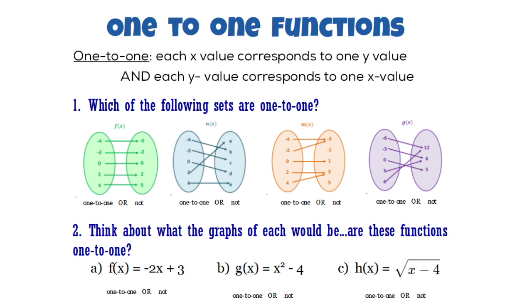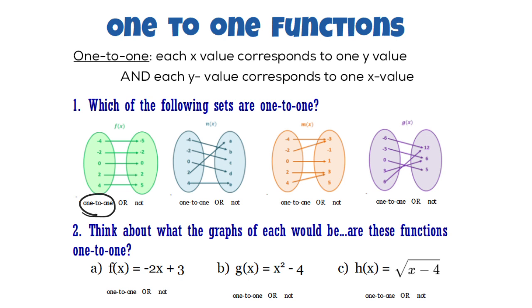So looking at these, we just kind of go back and do this mapping thing. First of all, you're looking at a mapping. Each one of these x values, looking at this first green one here, corresponds to exactly one y value. But it also works backwards. Each one of these corresponds to exactly one. So trying to decide, is this one-to-one or not? Yes, that would be a prime example of something that's one-to-one.